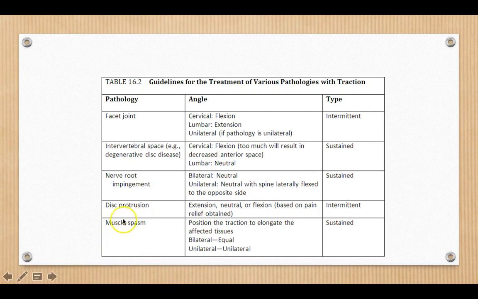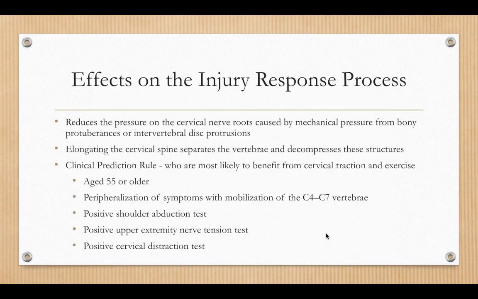And then finally, with our muscle spasms, we're trying to find what position will actually elongate those tissues. If it's on both sides of the spine, we usually keep the spine more neutral. If it's on a single side, then we can do a little bit more side flexion or potentially some rotation. And ideally, that's usually more of a sustained hold, as if you were going to stretch those muscles, because that's really what you're trying to do.